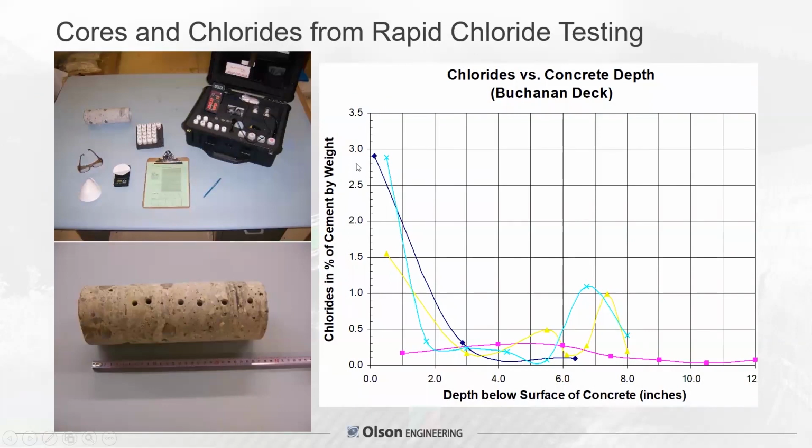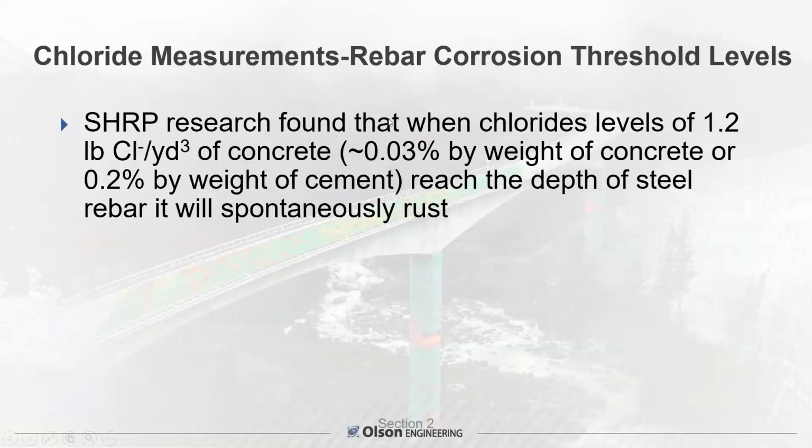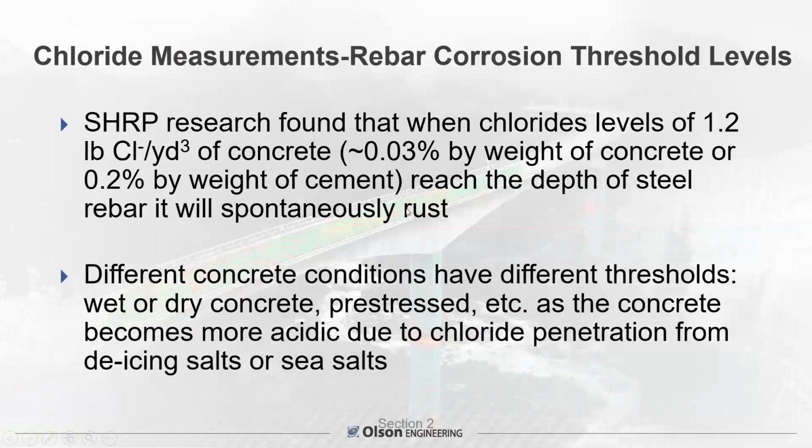So this shows plots from rapid chloride testing on a deck, various locations. When you get above about 0.2% by cement, you are getting at a threshold where if your steel was at this depth in this range, you would see corrosion of the steel because it would become acidic. So Sharp research, as I just mentioned, when it gets above 1.2 pounds of chloride ions per cubic yard, or 0.2% by weight of cement, 0.03% by weight of concrete, at the depth of steel, the rebar will start to rust. So different conditions have different thresholds.